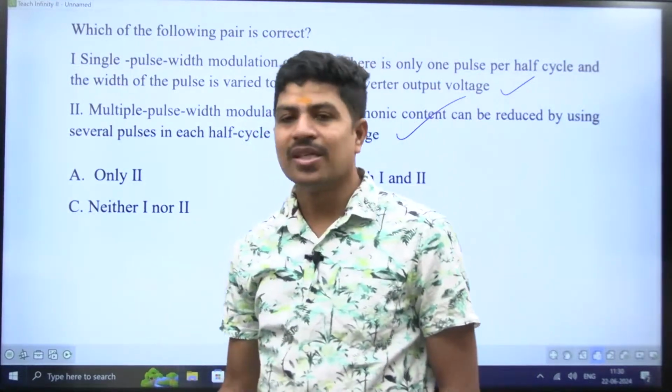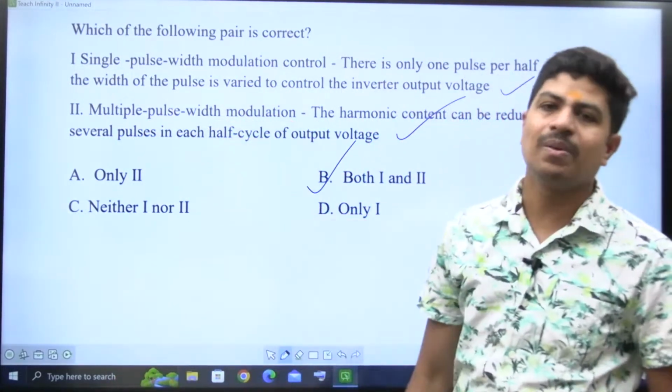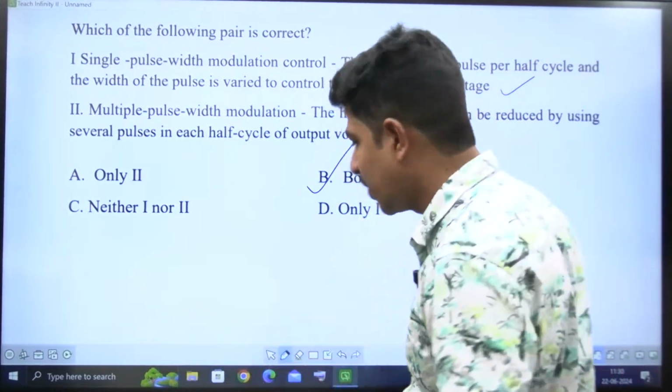Option is B. Even if you don't know the answer, you can say that the option is B. Why? Because of the way that fellow has given the options, right?